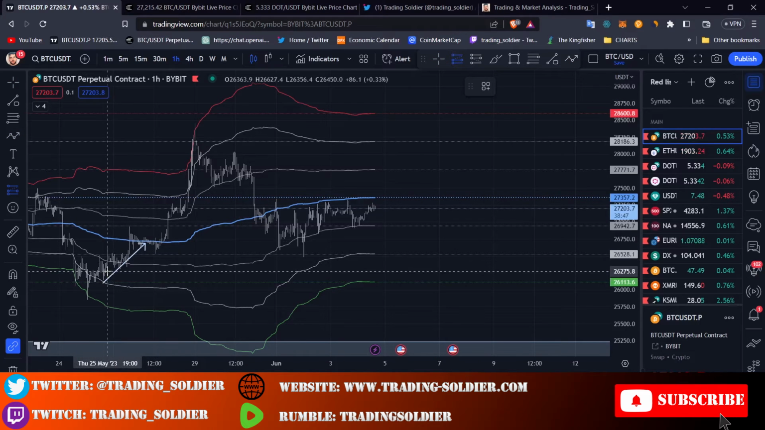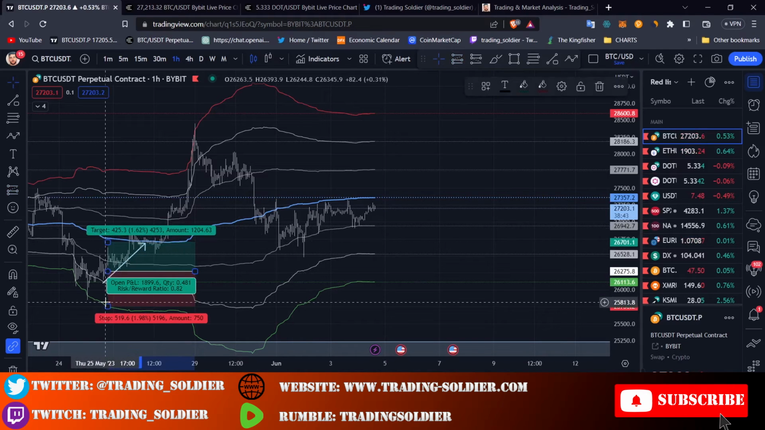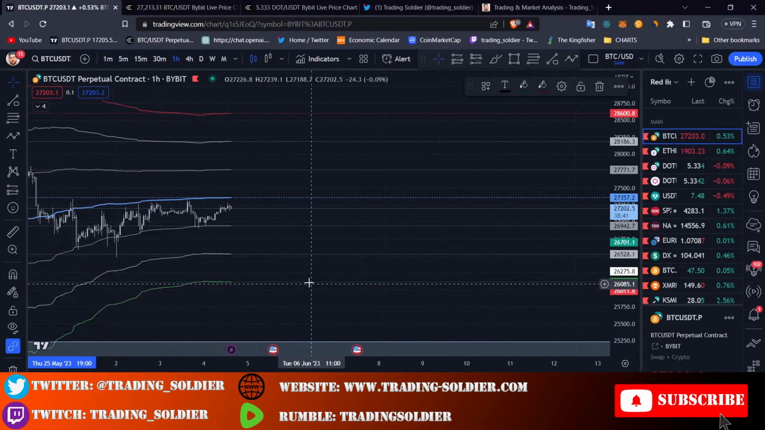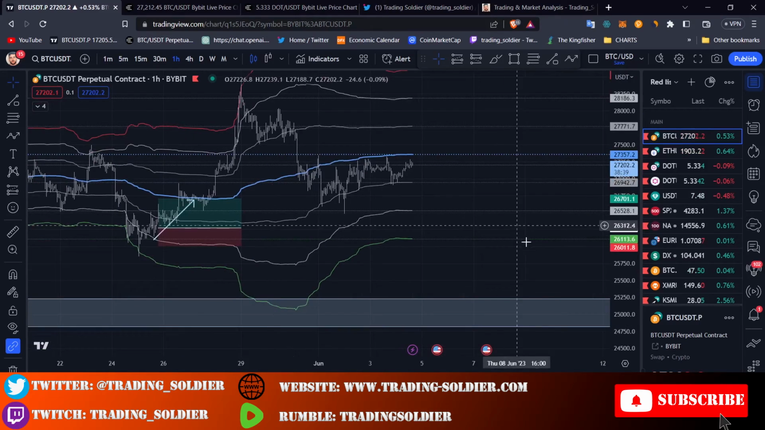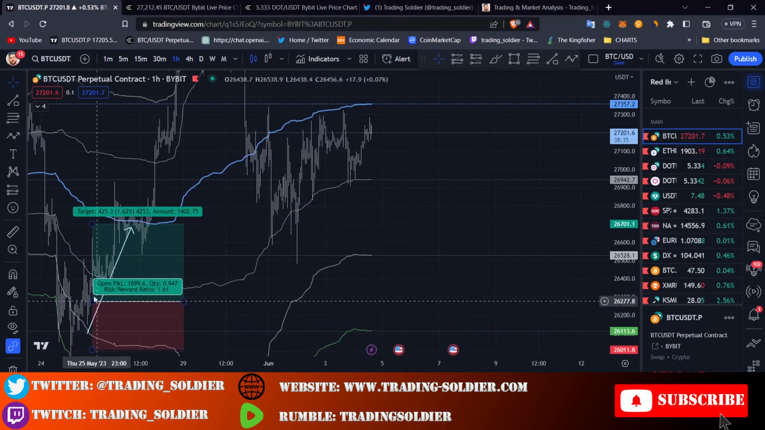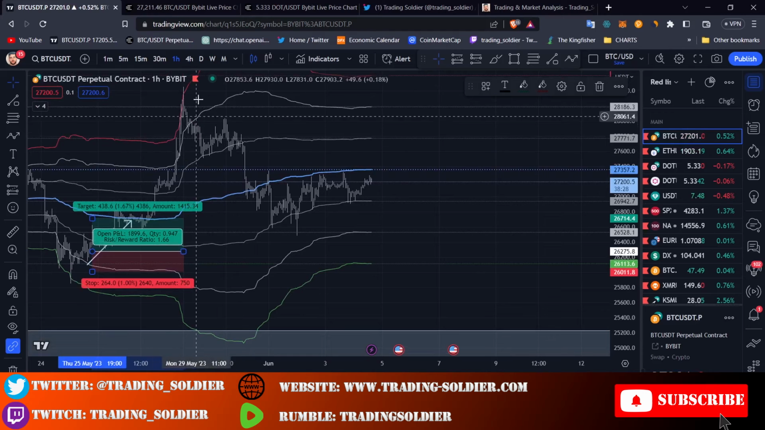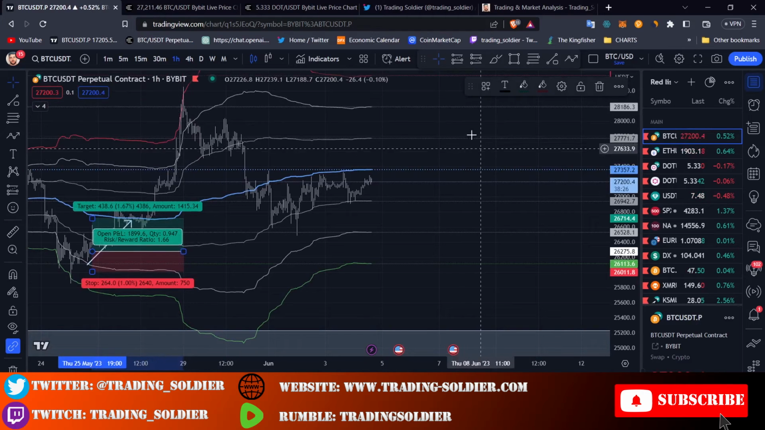I will put my entry point here, and I will close the trade here, and I will put my stop loss here, for example, okay? So as you see here, I take profit into the VWAP, and here I close the position. I don't care if the trade goes higher and goes into the third lower band, okay?